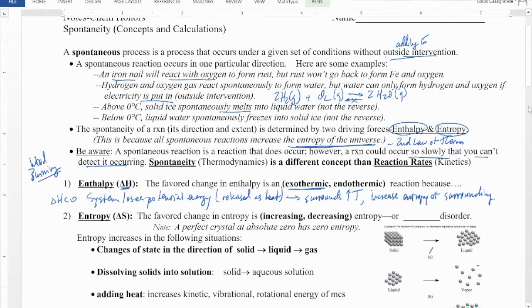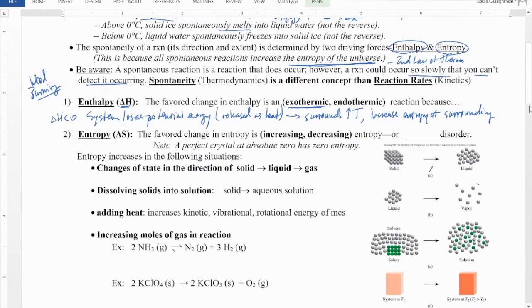So having a favored enthalpy is good. You need to have that in general to help, but it's not enough. You also need to take into account the entropy. And we've talked about this before.